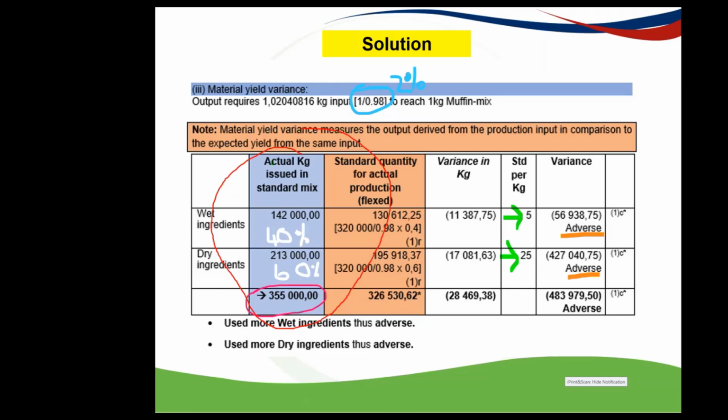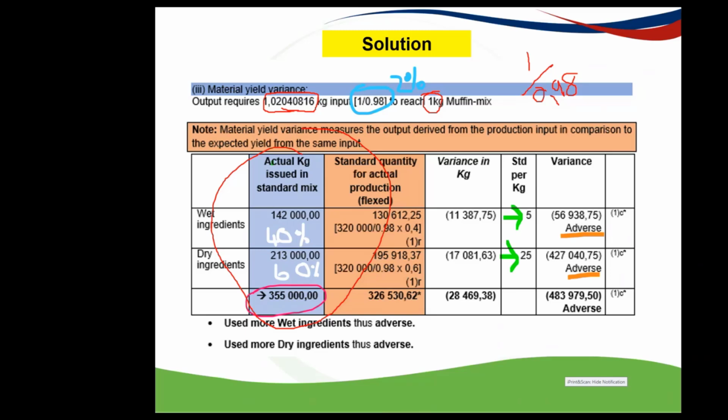to get 1 kilogram of output, because we know there's a normal loss of 2%, we divide the 1 with 0.98. Okay, you can't just add the 2%. It looks like this in this question, but you'll see there is a rounding difference there. And in another question, if it wasn't 2%, it would have been quite different.